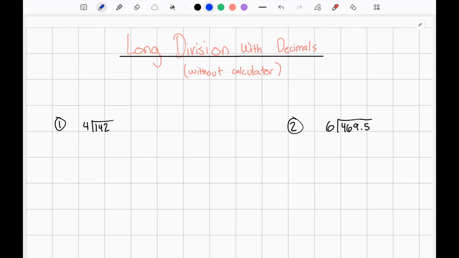Today we're going to be learning about long divisions with decimals. We're going to be solving these two problems without a calculator.